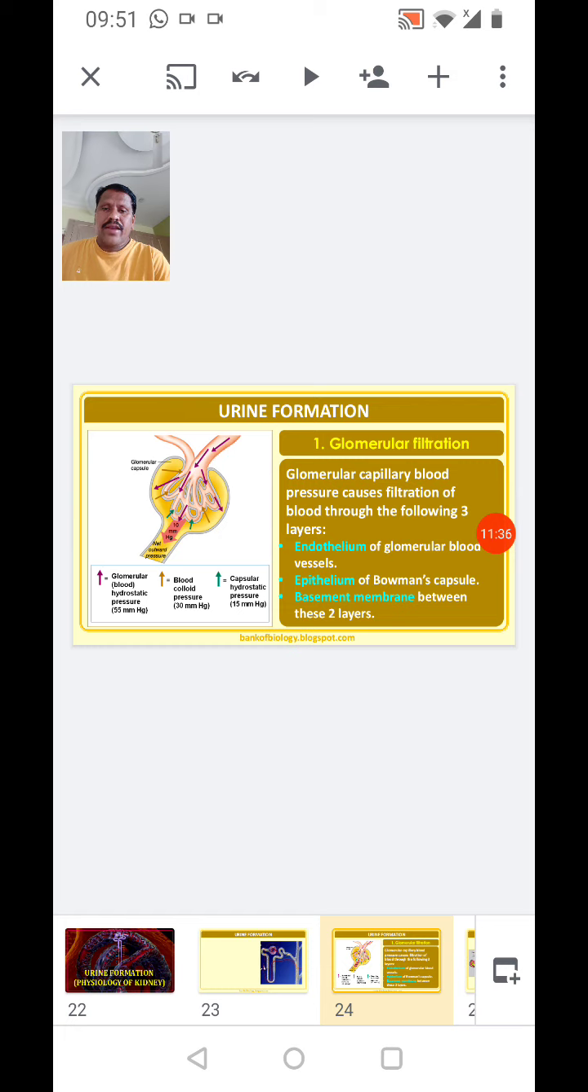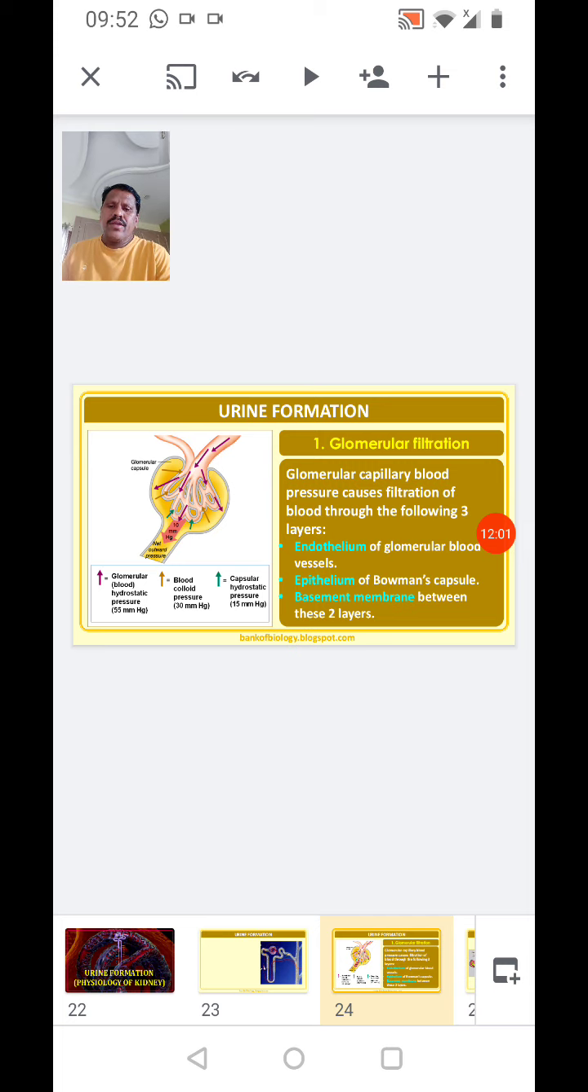Out of this 180 liters, at the end of the day, only 1 liter to 1.5 liters of urine is excreted by a healthy person. What does it mean? Due to filtration, a large amount of primary urine is formed.